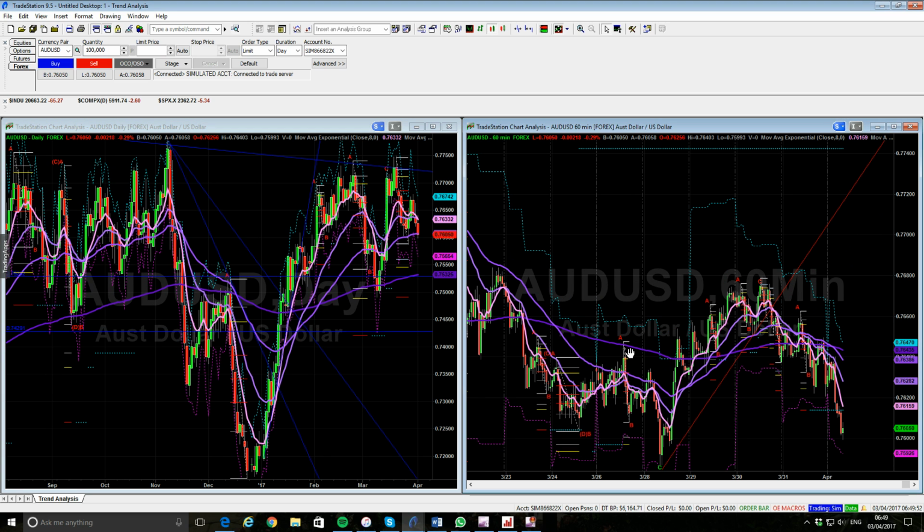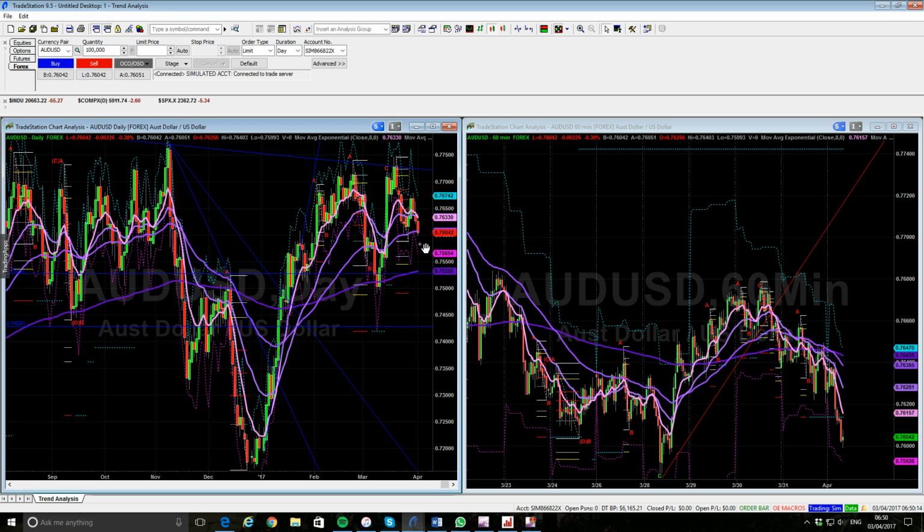So the Aussie at the end of last week, we broke the counter trend line on Thursday actually, that I drew in on the hourly, which did respond, and we have seen some significant weakness since. If we break the lows of last week, I think we do reach 0.75 pretty soon.